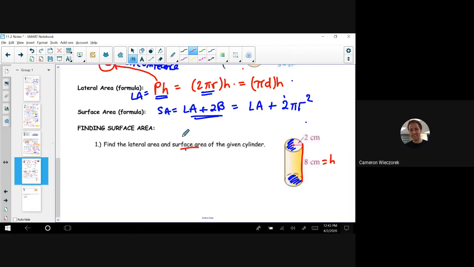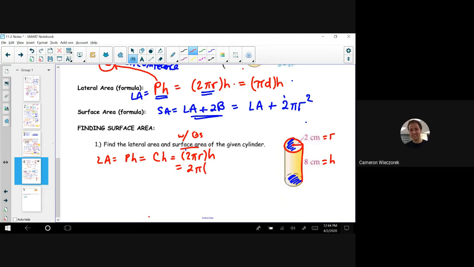Okay. So remember, surface area means with the bases, with the circles. The lateral area is just the perimeter of the base times the height. Remember, the perimeter is going to be the circumference in this case because it's a circle. Use C for circumference. And they gave me a radius in this case. The distance from the center of that circle to the edge is 2. There's my radius. So I'm going to use 2 pi r and multiply it by the height of my cylinder.